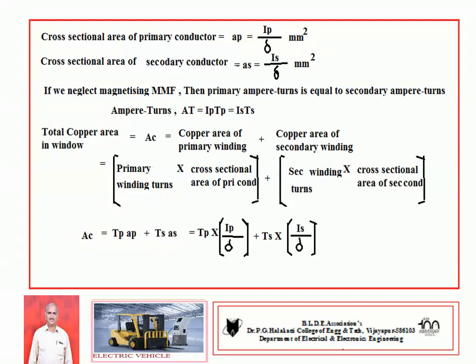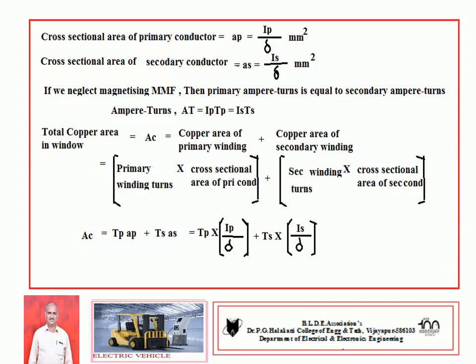From the above expression, we know that. Then you make the expression for the cross-sectional area of the primary conductor, AP, equal to IP divided by the respective current density. Continuing, the cross-sectional area of the secondary conductor, AS, equals the respective current IS divided by current density, both in millimeter square. Another important assumption: by neglecting the magnetizing MMF, the primary ampere turns must be equal to the secondary ampere turns.